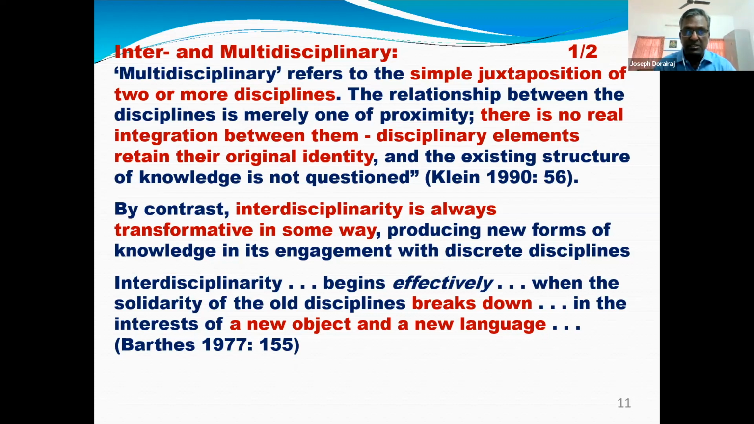As a result of this, because there is no conversation, there is no integration, and because there is no integration, there is very little new knowledge. So this is about multidisciplinary.